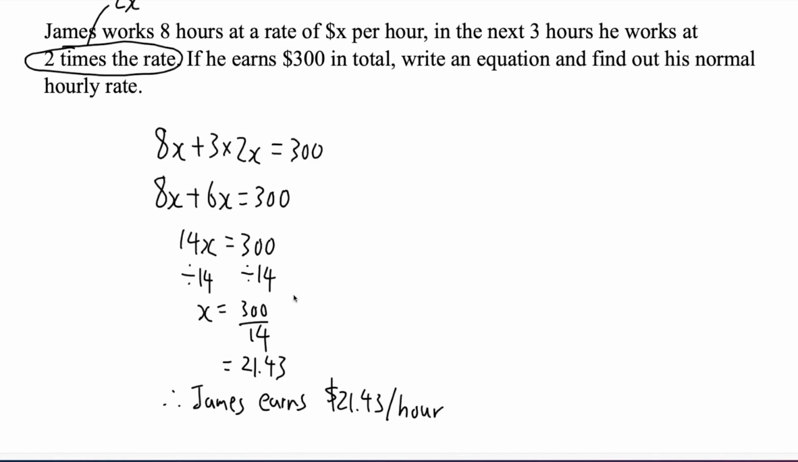Okay. Oh yeah, sorry. There's one more thing I didn't mention. So we know that 300 over 14 does not actually equal 21.43. This is just rounded to 2 decimal places. So you should write here 2dp, which means 2 decimal places.